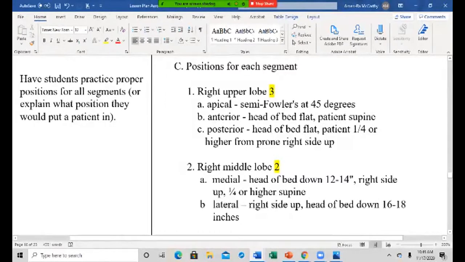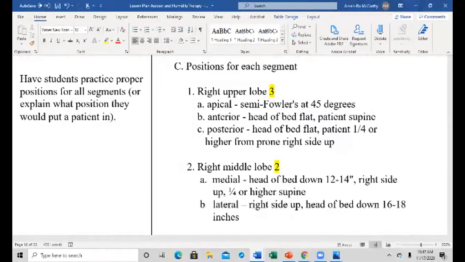My notes don't show the upper lobe and middle lobe of the right side. Okay, well, write it down. It's right here on the thing. Just write it down. Right upper lobe, you have the apical segment, must be drained semi-Fowler's at 45 degrees. The anterior segment of the right upper lobe, the head of the bed must be flat and the patient is supine. The posterior segment of the right upper lobe, head of the bed flat, patient is 1/4 or higher from prone, right side up.